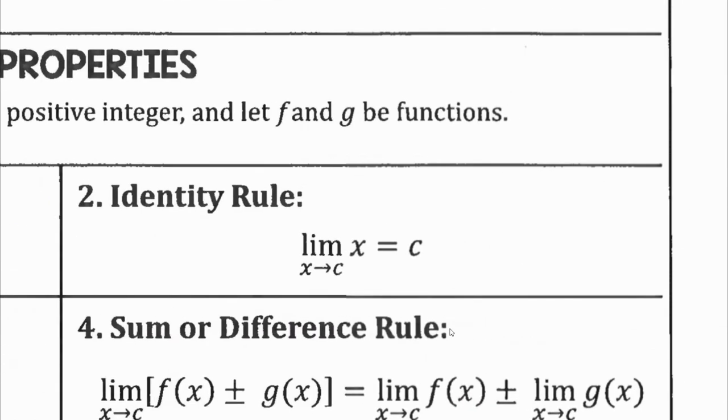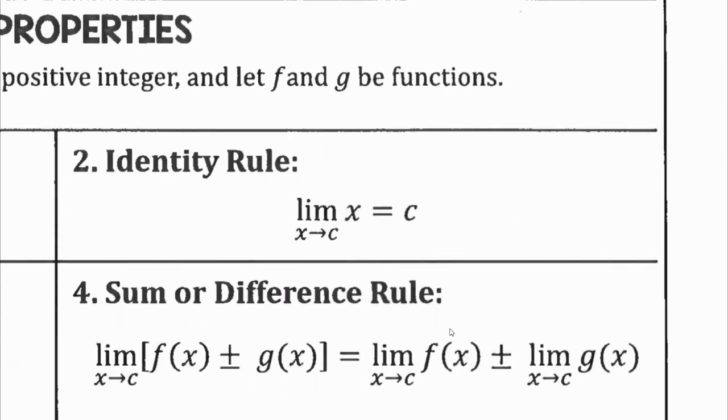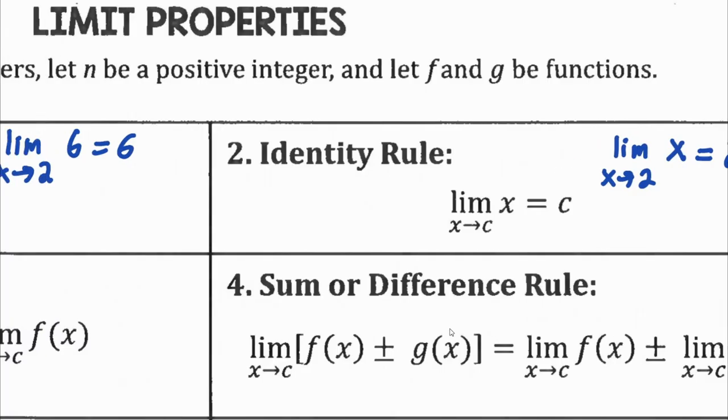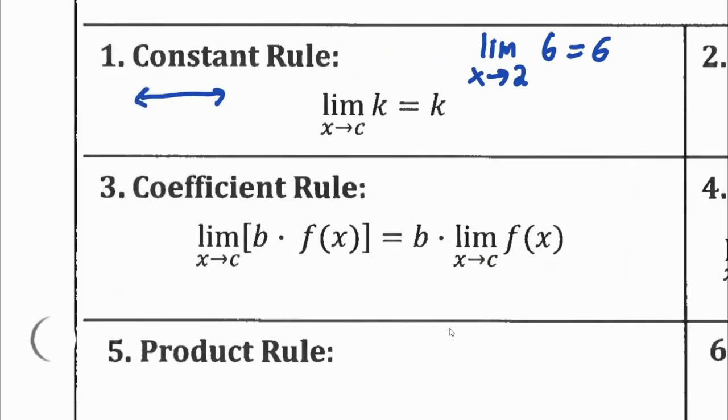So the next one is the identity function, and that is the limit as x approaches c of x equals c. So what this is saying is the limit as x approaches, say, 2 of x, that's going to equal 2, right? And this makes sense because this is a line with a slope of 1, and so that's how we're getting that limit. The next one is the coefficient rule.